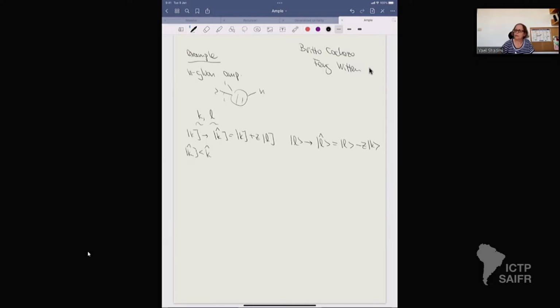This guy goes to, this one becomes K plus ZL times just K. And similarly for the other momentum, and you can convince yourself that in this case, the shift to K is the opposite of the shift for the momentum L.